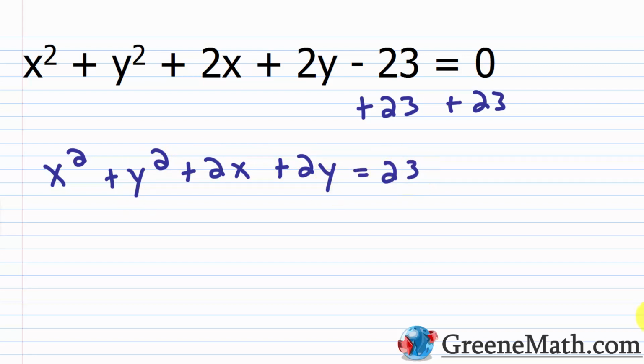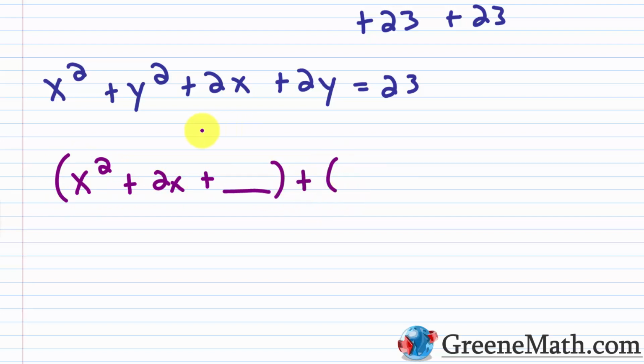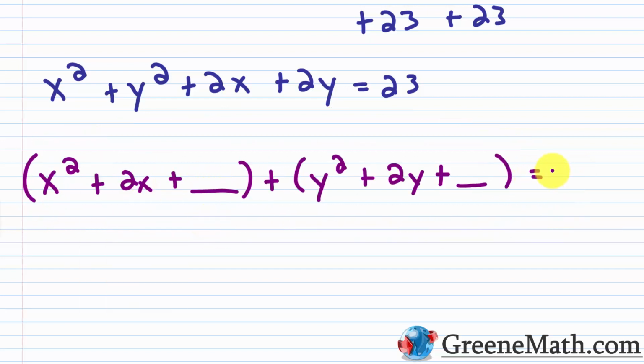Okay, so at this point, I would check to make sure that the coefficients of the squared variables, x squared and y squared, are 1. And in this case, each one is a 1, right? So we don't have to worry about that step. So now I would just group the x's together and group the y's together. So we have x squared plus 2x plus, I'll put a blank here because I'm going to be adding something in there. Then plus y squared plus 2y plus, again, a blank there. Let me slide this down because I'm going to run out of room. And I'll say this is equal to 23.